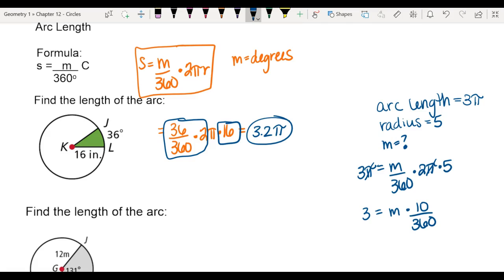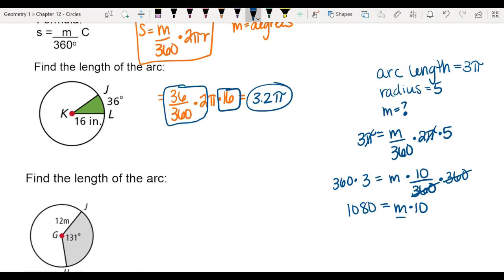There's 2 steps left. You're going to times by 360. Timesing by 360 makes those 2 cancel. 360 times 3 is 1080 equals M times 10. And then how do you get rid of your 10? Divide by 10. So M is 108 degrees. Okay?